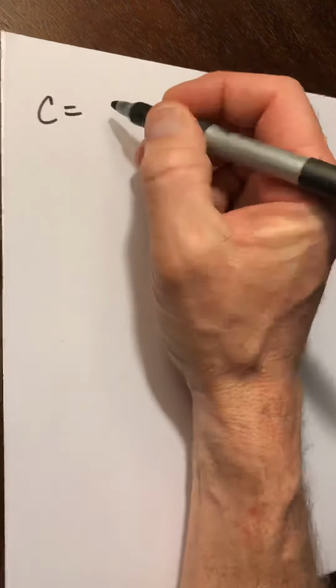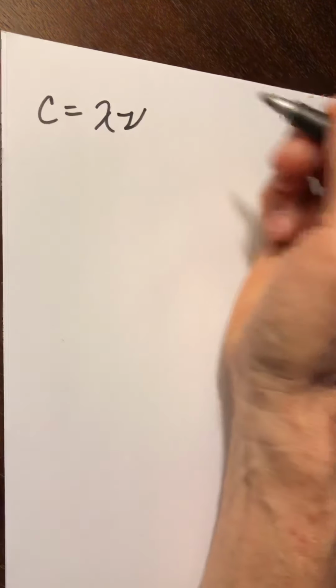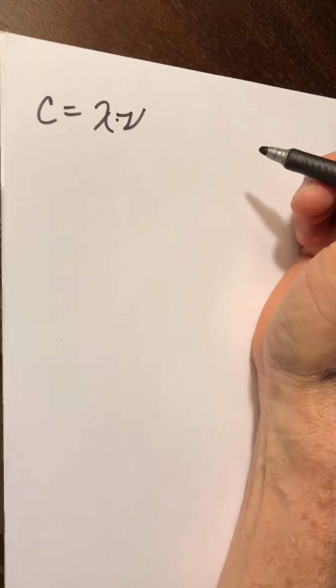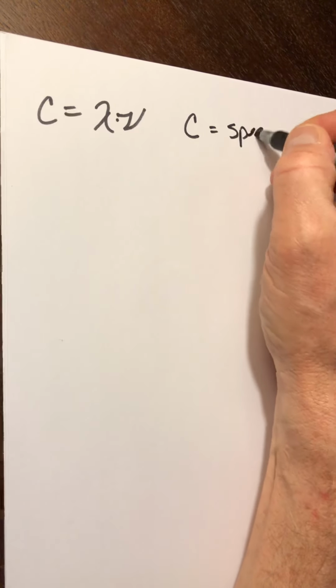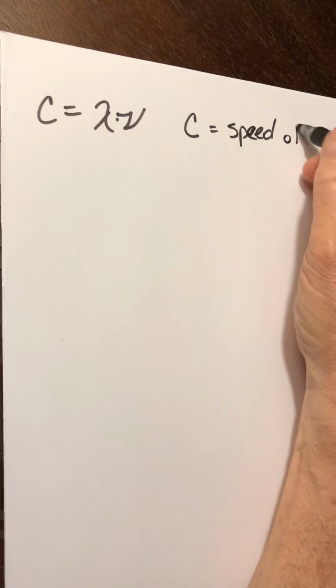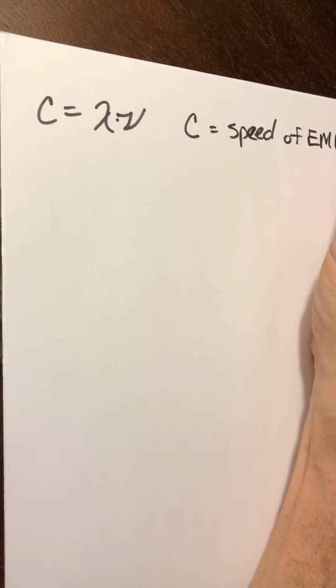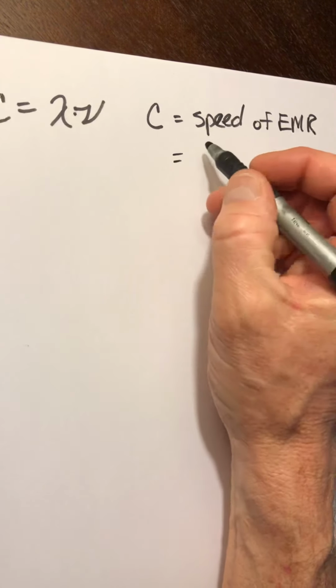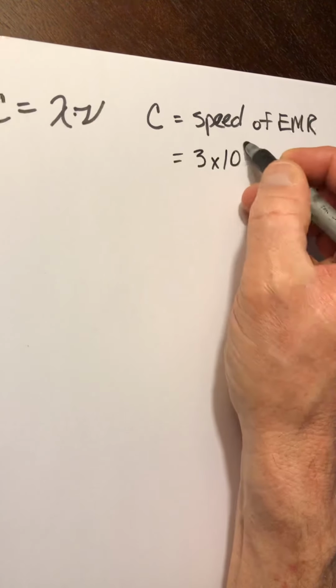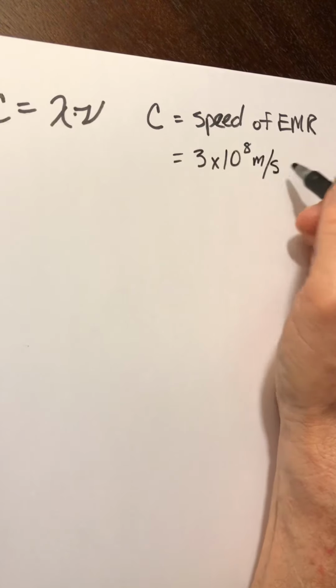Alright, so what I'm going to show you today is how to do the calculations for the worksheet and for the practice problems involving wavelength, frequency, and the speed of light. The formula we're going to use, c equals lambda times nu. c is the speed of all electromagnetic radiation, which has a constant value, 3 times 10 to the 8th meters per second.